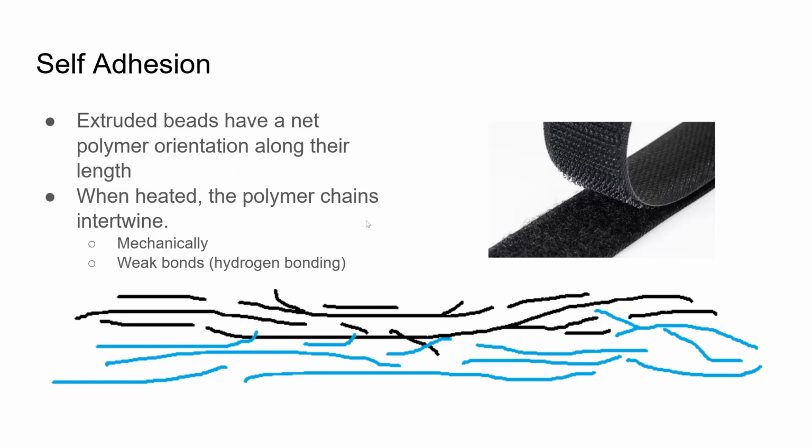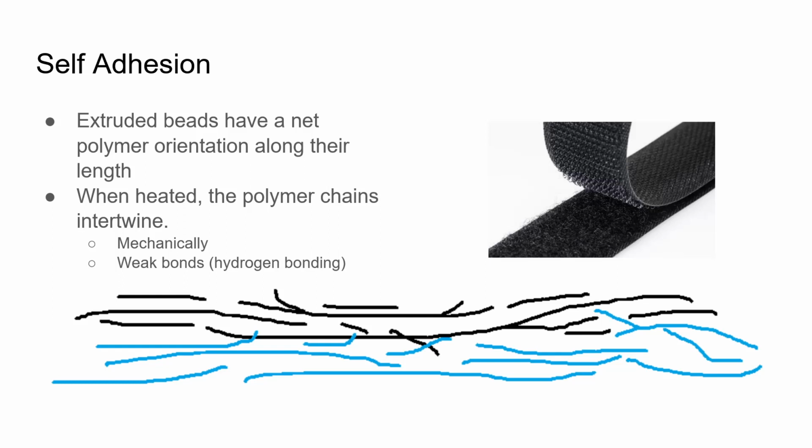So the first thing I want to look into that's related to that is self-adhesion. When we 3D print, we're printing one layer on top of another on top of another, so it's one bead of extruded plastic on top of another bead. And when we extrude, it should be no surprise that we force those polymer chains to align to some degree, so they have a net direction in the direction that we're printing.